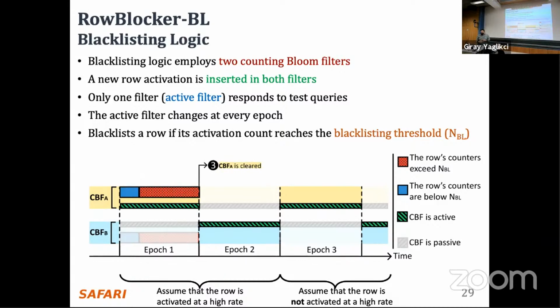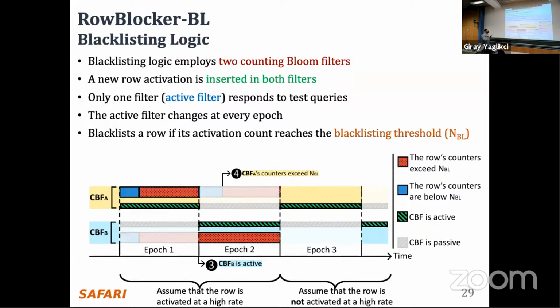When we reach timestamp 3, the active filter CBFA is cleared, so all counters of this Bloom filter are reset to 0, and we switch to CBFB, the other Bloom filter. Now this filter is responding to our test queries. This filter is not reset at this point, and it remembers the activations from epoch 1. So it keeps blacklisting the row until the end of epoch 2, because the row's activation count also exceeded the blacklisting threshold based on CBFB's records.